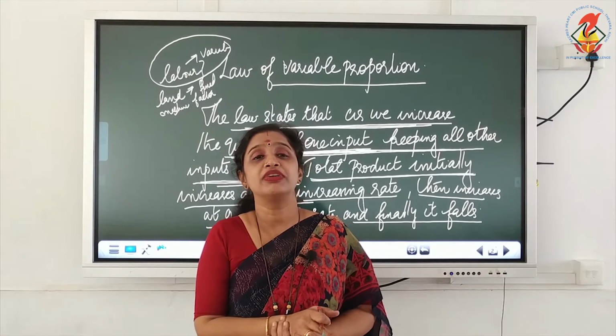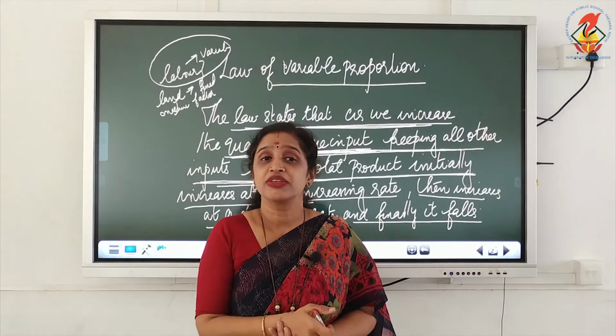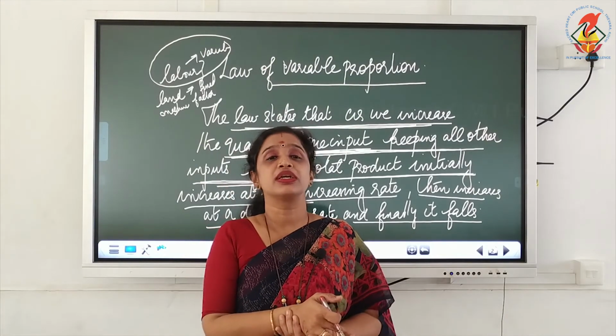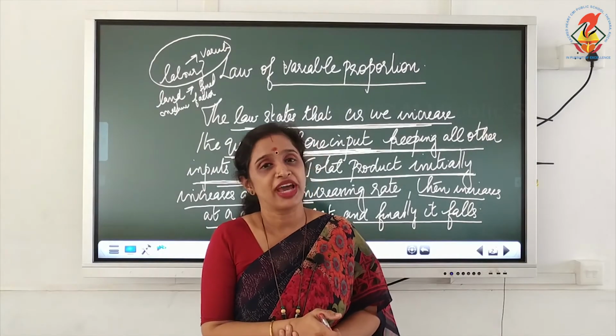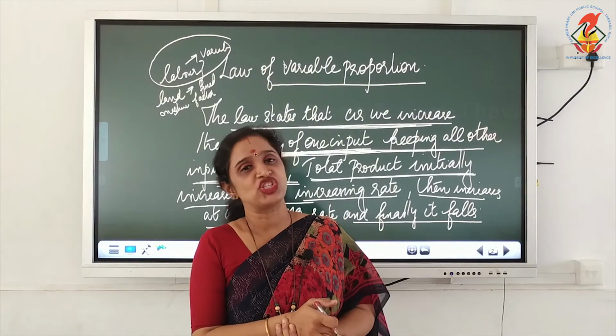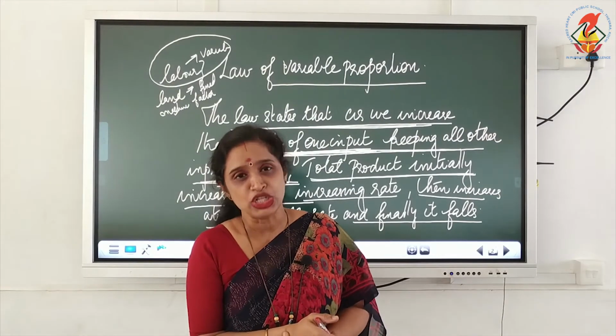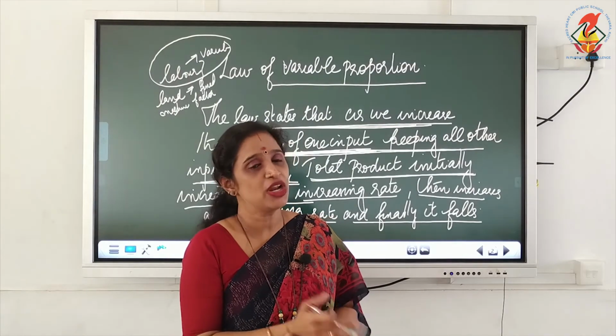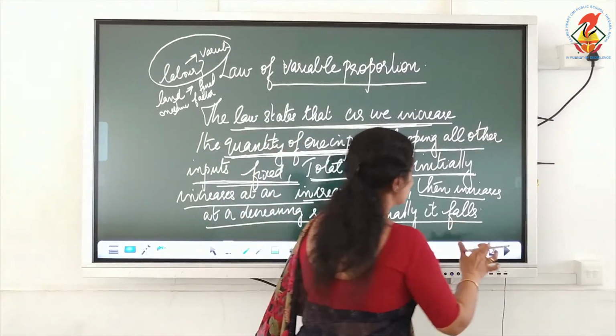In that situation, what happens to the total productivity? The total productivity behaves in three stages. The first stage is increasing at an increasing rate, the second stage is increasing at a decreasing rate, and finally total productivity falls. So subsequently there will be a change in the marginal productivity too. Now let us explain this law with the help of a table which we learned in the last video.